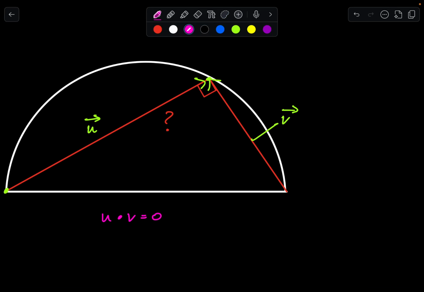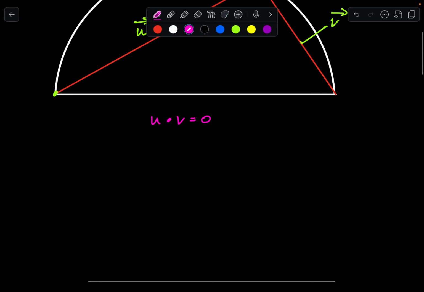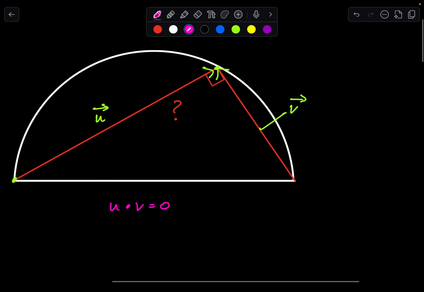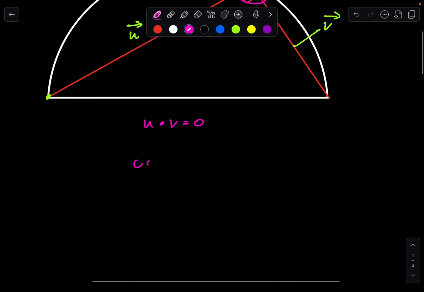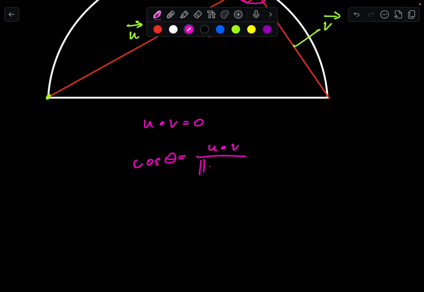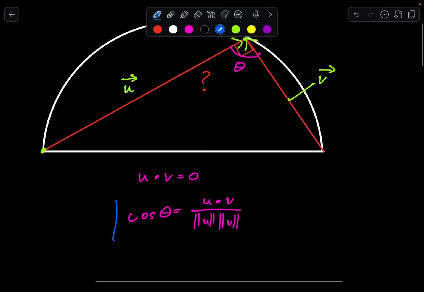Now, let's proceed from here. How can we approach this? If you know something about vectors, you know there's a special formula for calculating the angle between vectors. And we can set this equal to theta for now because we don't know it's 90 degrees. We can effectively say cosine of theta is equal to u dot product v over the magnitude of u times the magnitude of v. I'm not going to be proving this, but if you do know something about vectors, this formula does exist.